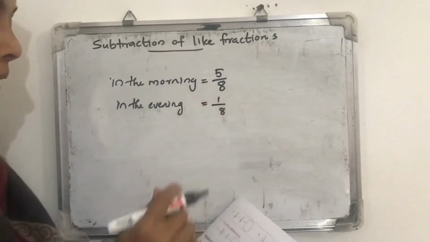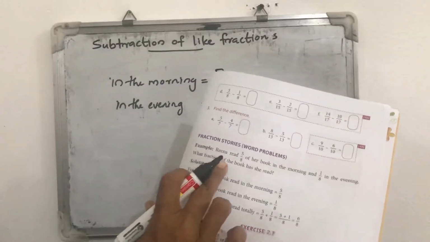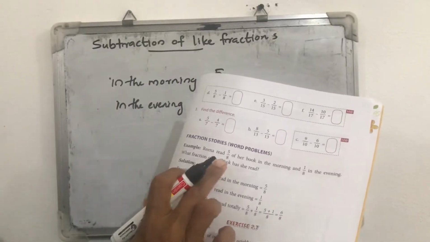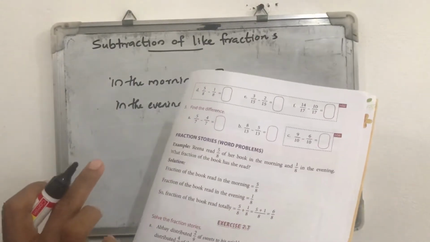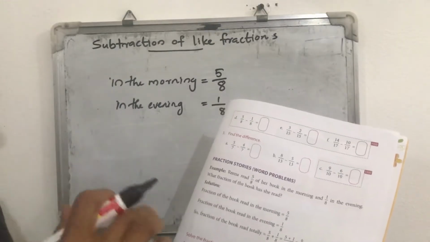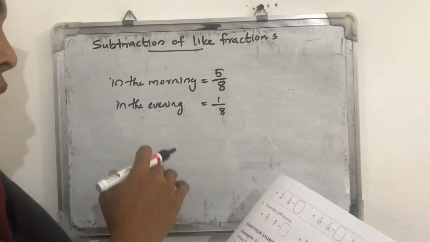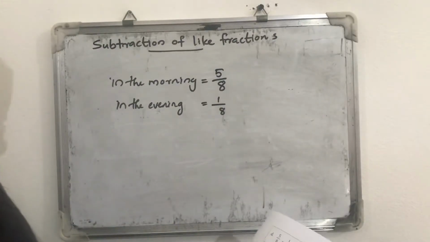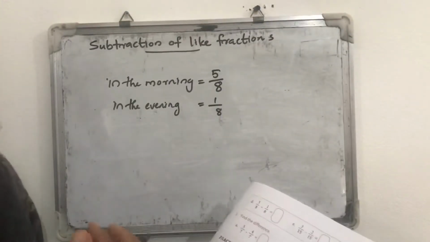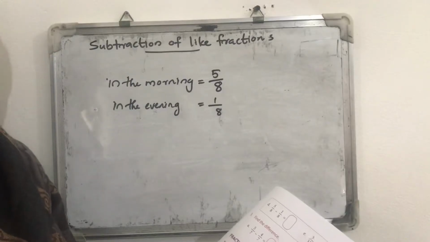Then what do we want to find out? The question is, what fraction of the book has she read? In total, how many parts did she read, including both morning and evening? So how can we find out? Here it will be addition or subtraction.